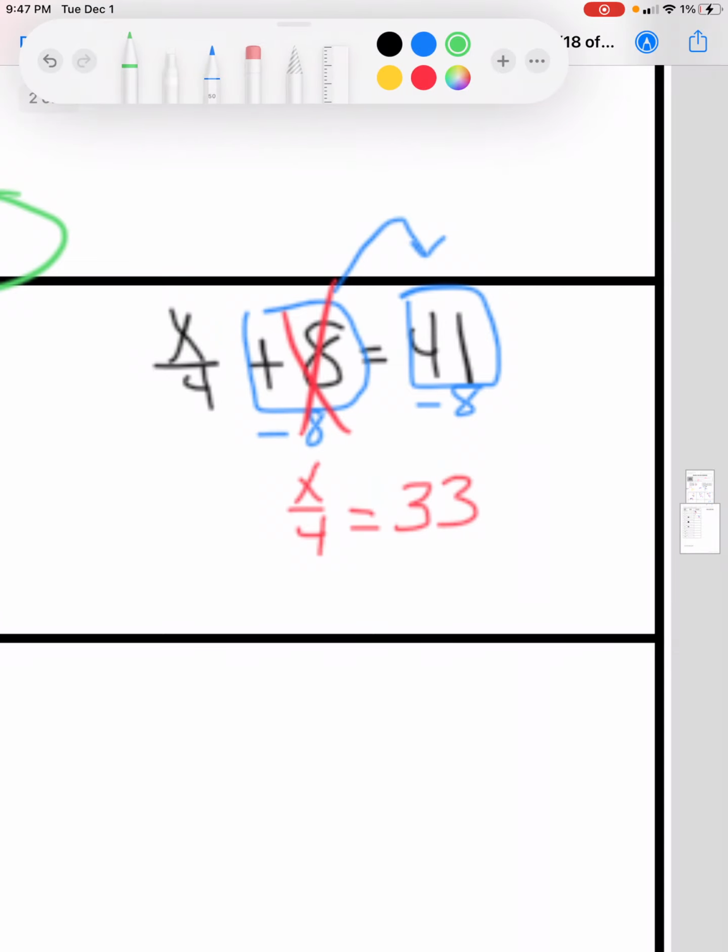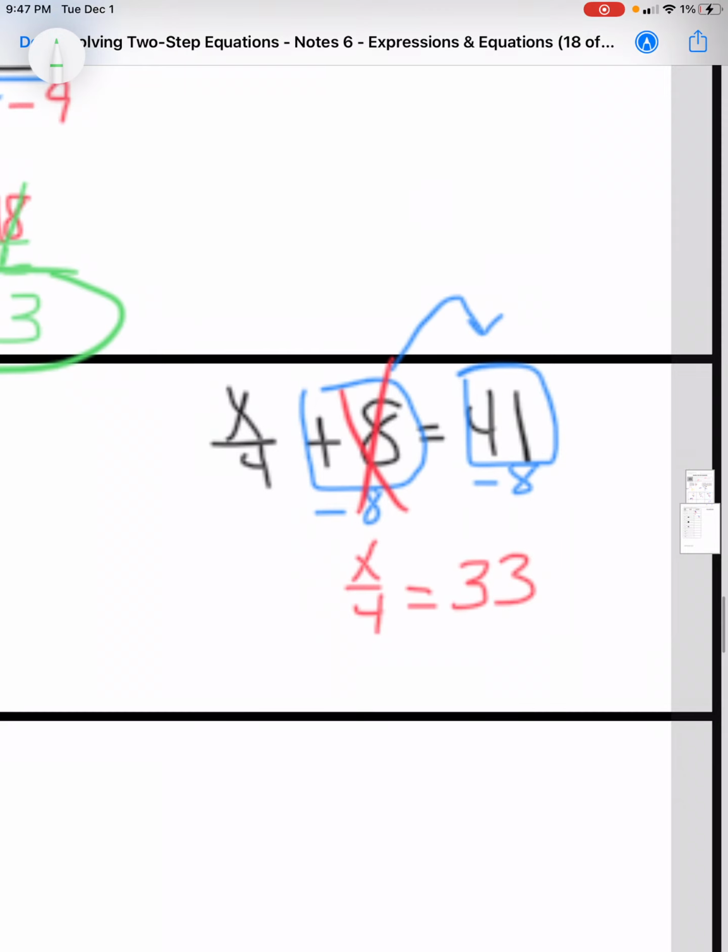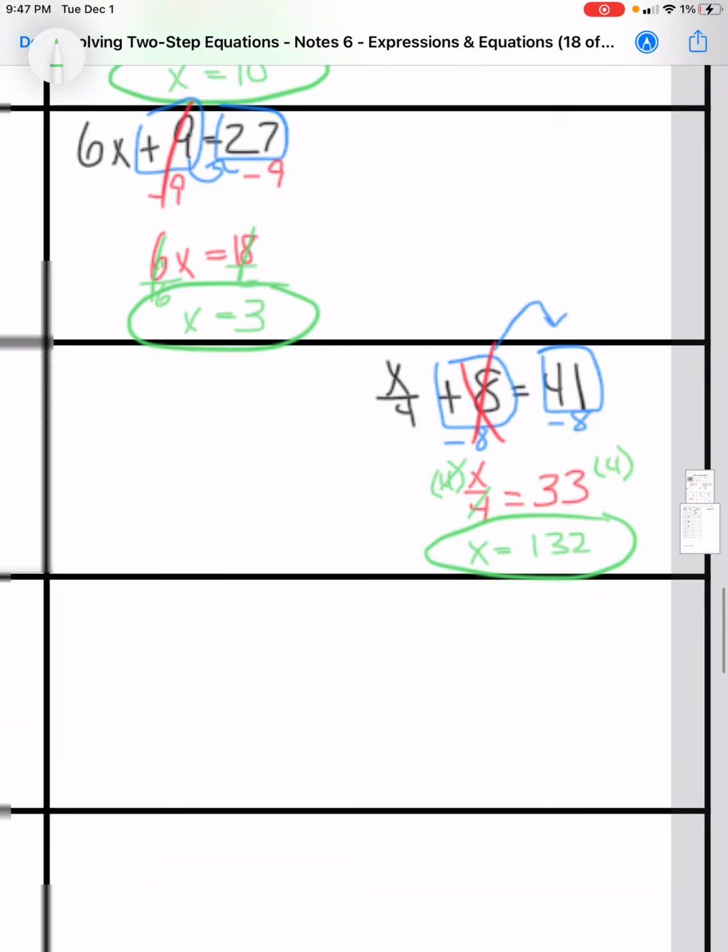What does x over 4 mean? Okay, that means x divided by 4. What is the opposite? Multiplication. So you're going to multiply both sides by 4. What is 4 times 33? Yes, it is 132. Great answer, class. Really good answer. X is 132. All right. Whatever number the next one is.